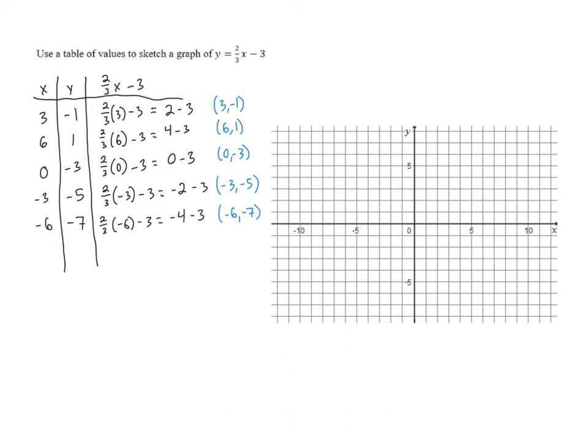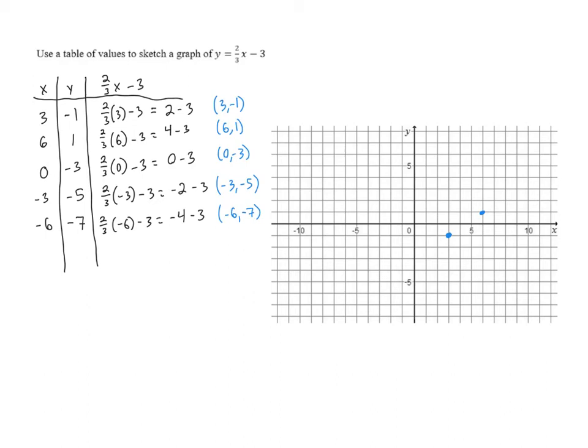We're going to start with 3, -1. If we start at the origin, 3 tells us to go to the right 3, and -1 tells us to go down 1. So the first point, 3, -1, is going to be right here. The next point is 6, 1. The x-coordinate's 6, so we go to the right 6. The y-coordinate's 1, so we go up 1. And so that point is going to be right here, 6, 1.